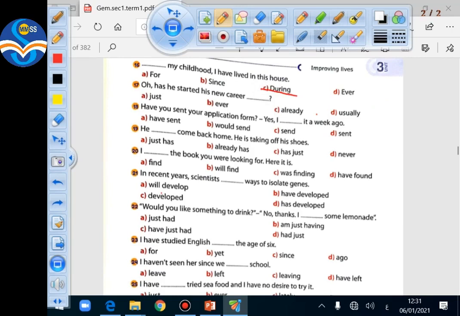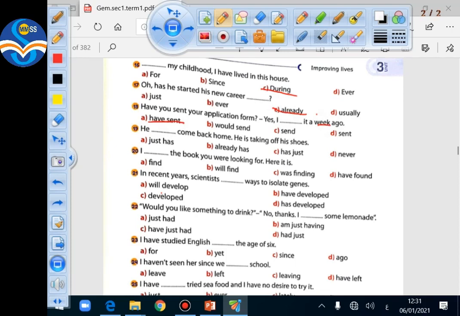"Oh, he has started his new career." "Has he started his new career?" This is a question for being confused, so it's going to be "already". "Have you sent your application form?" "Yes, I sent it a week ago." Yes, I have sent it. Because the question is in the present perfect, so I cannot change the answer.